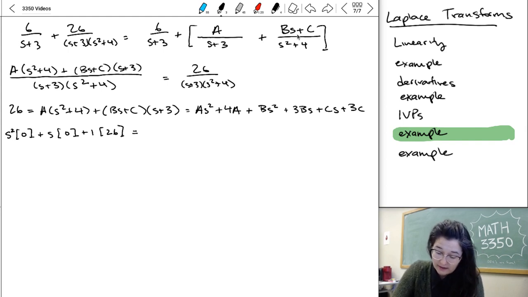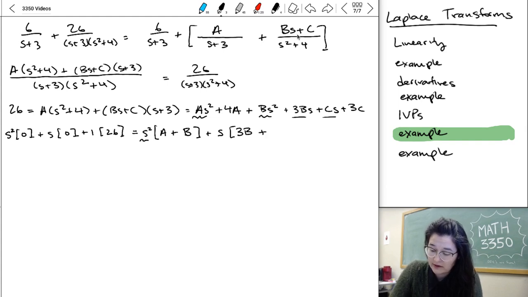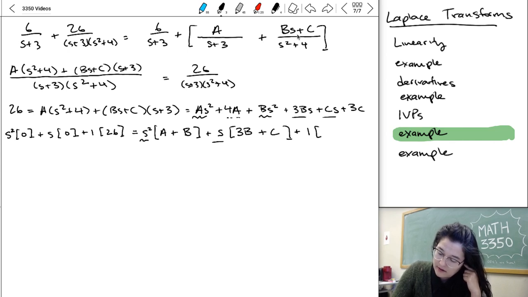And on the right side, my s squared terms are As squared, so I'll pull out an A, plus Bs squared, so I'll pull out a B. Then my s type terms are going to be 3Bs plus Cs. And pulling out the s, I'm just left with 3B plus C. And then my constant type terms are 4A plus 3C.